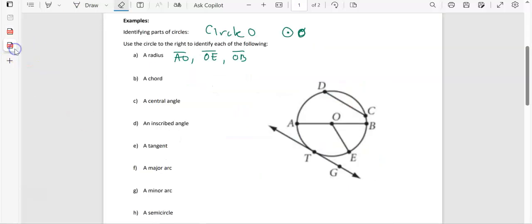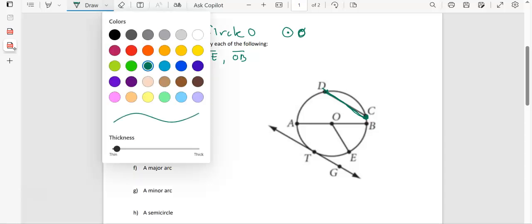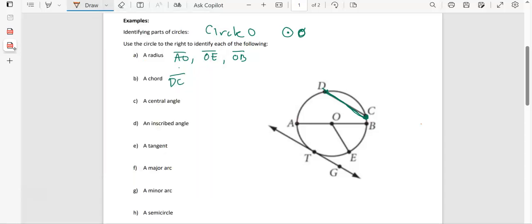Going back to our notes, do we have any chords here? Yes, yes we do, couple. First of all, segment DC is a chord. And our other chord is segment AB, excuse me, but this is also a diameter.